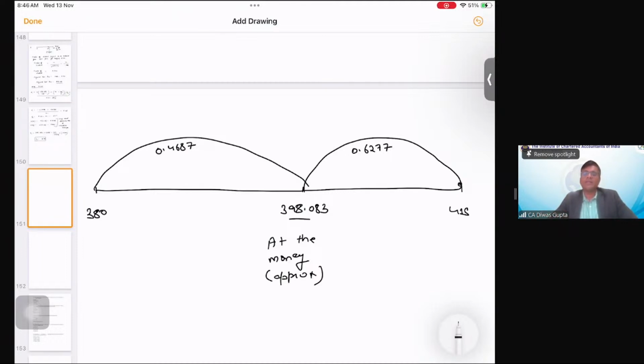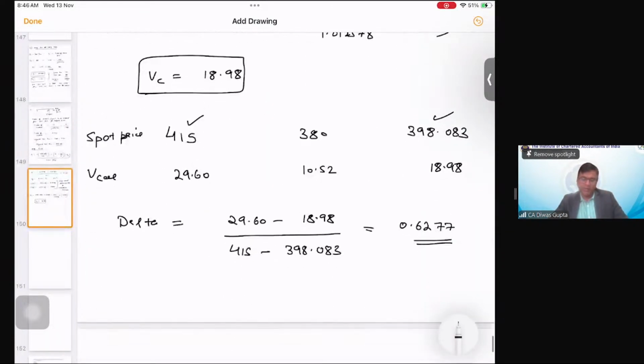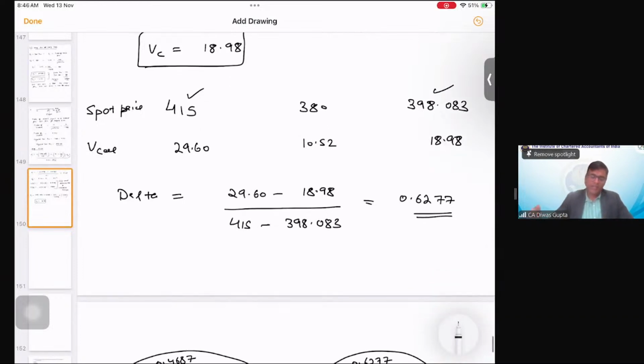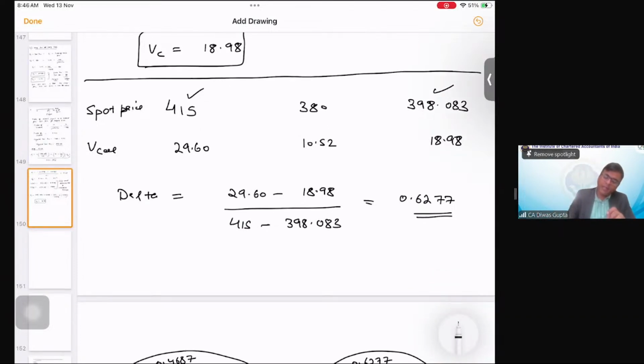Nisha is saying, can you please repeat, network issue. Nisha, what exactly do you want me to repeat? The delta above? Okay, let me repeat from here. We started with plotting the different spot prices and the call option prices. The different spot prices are 415, 380 and 398, the three different ones. The respective premiums we have plotted, whatever we calculated. Now if we take the difference in the spot price in the denominator and the difference in the premium in the numerator, we arrive at delta.